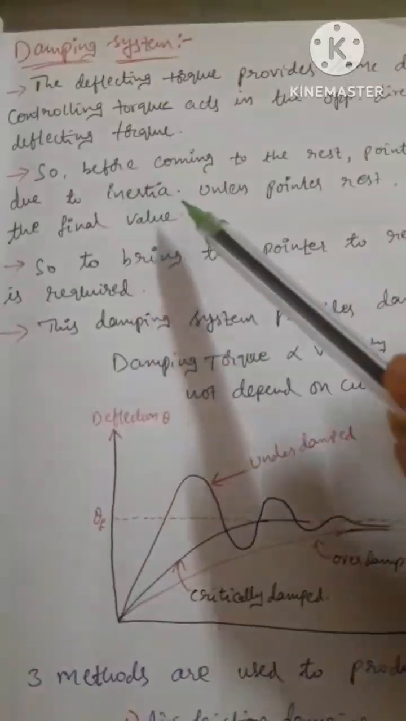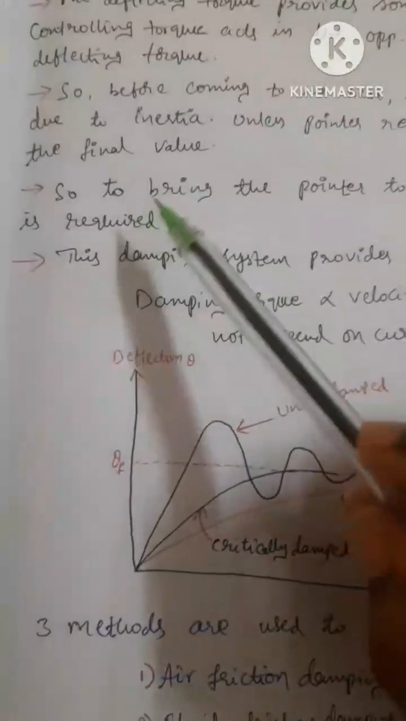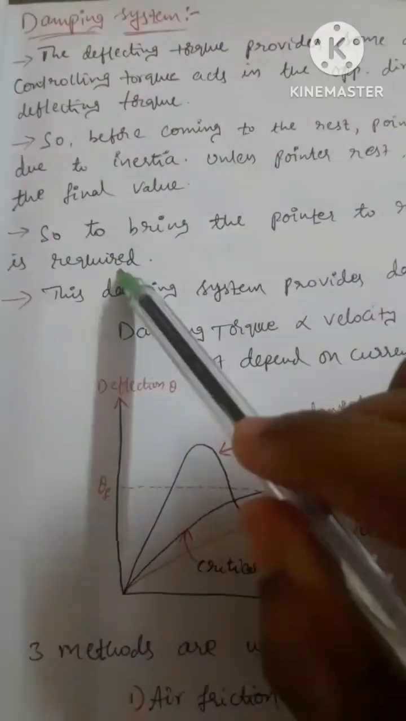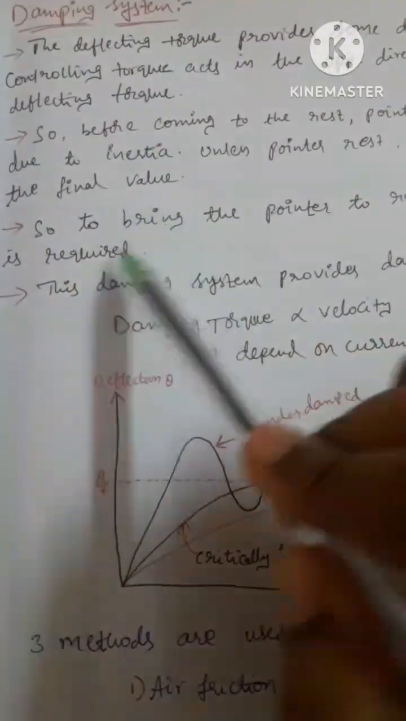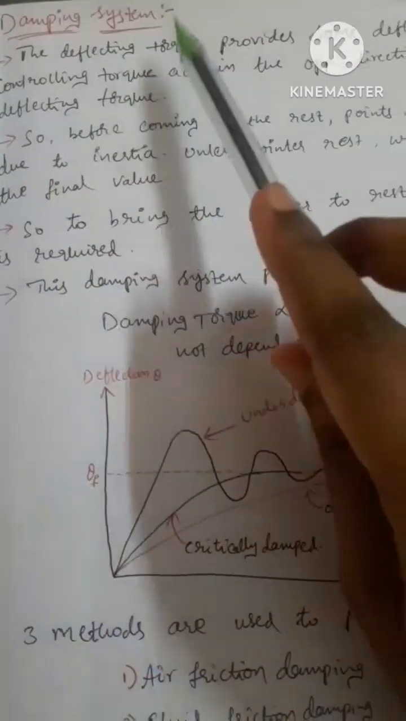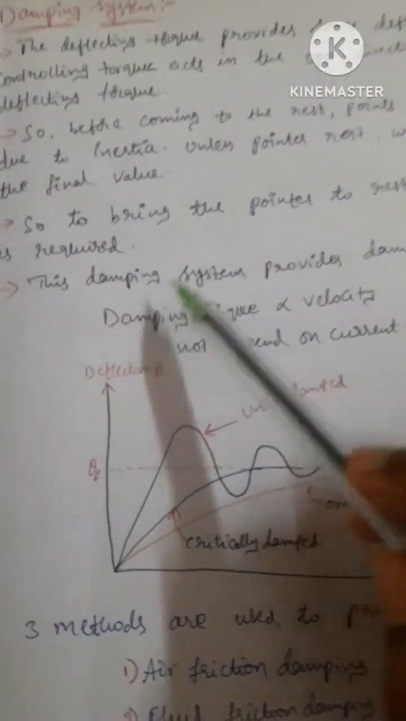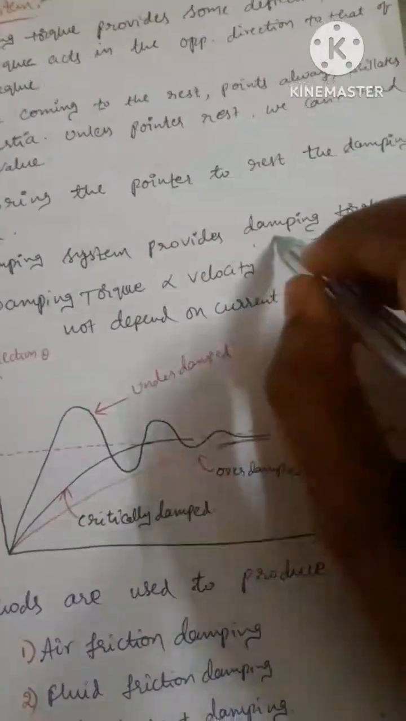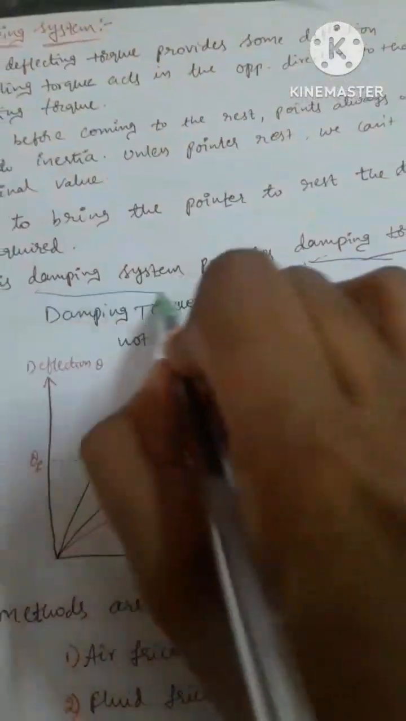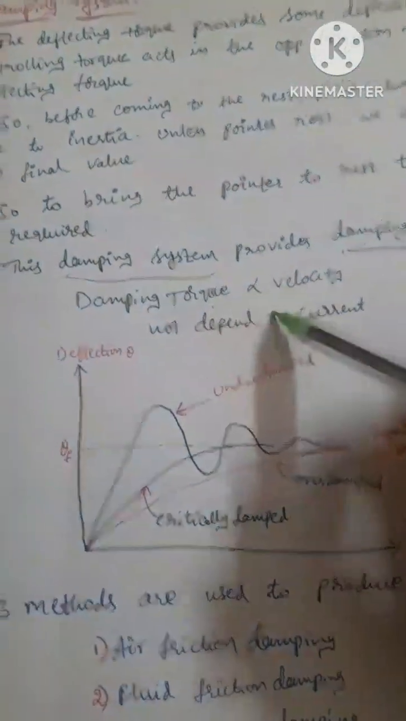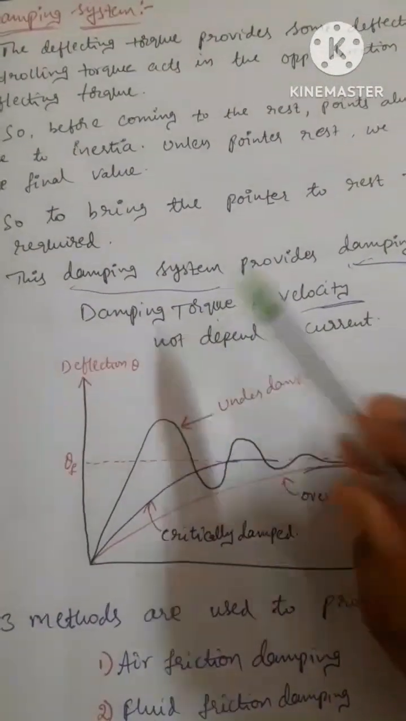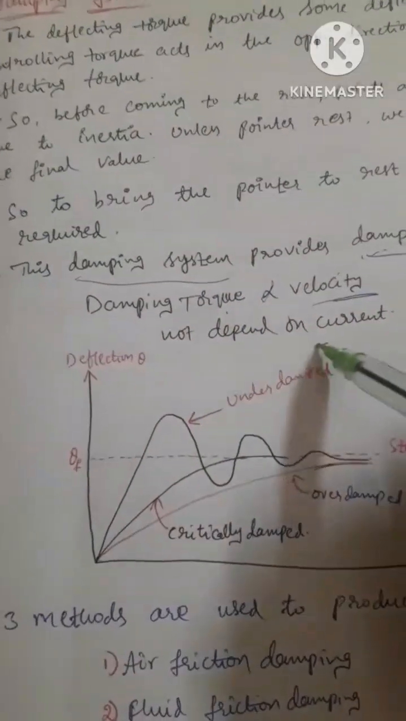So to bring that pointer to the rest position, we use the damping system in this instrument. So it is called the damping torque. This damping system provides the damping torque. This damping torque is directly proportional to velocity, and this damping torque does not depend on the current.